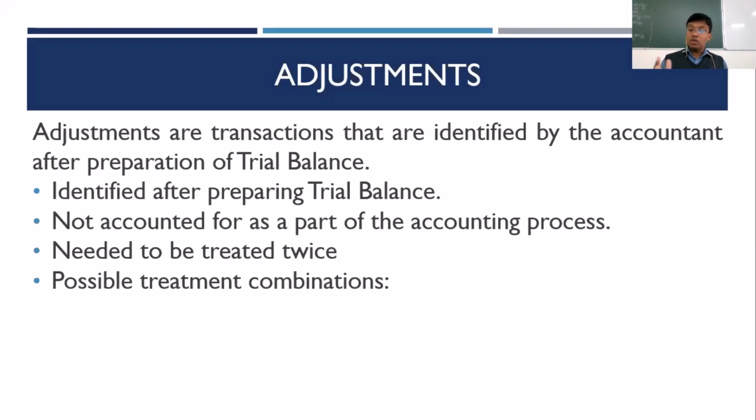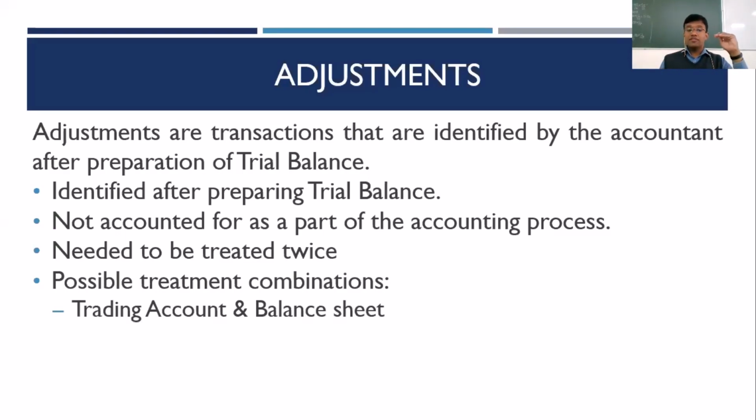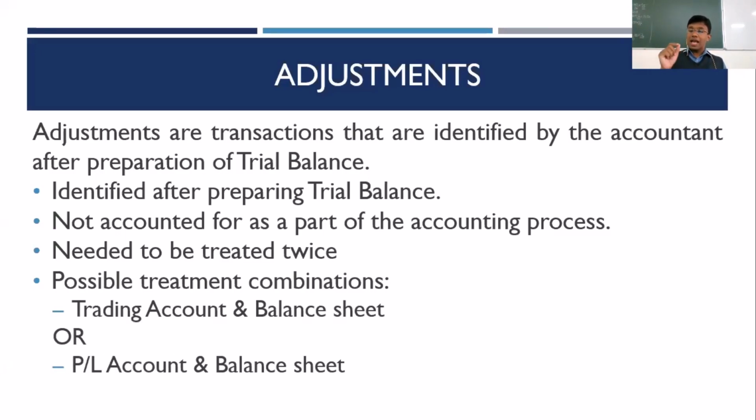Now, what are the possible combinations for treating these? One is trading account and balance sheet. So one possible combination is whenever you come across adjustments, you will have to either treat it in your trading account and then balance sheet, or it could be profit and loss account and then balance sheet. So the first effect could either be treated in trading account or profit and loss account.